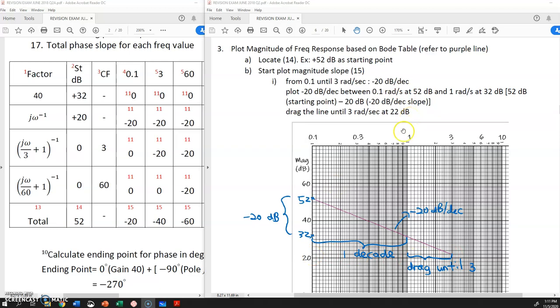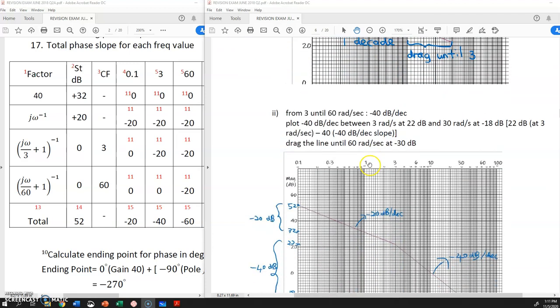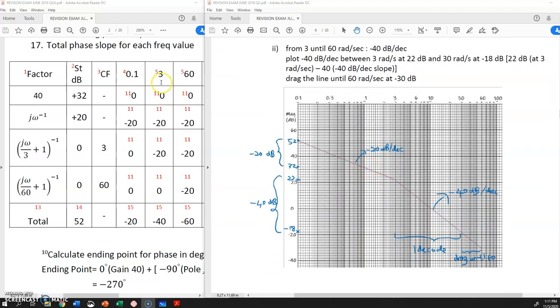Okay, so for the next one, from 3 until 60, you have negative 40 dB per decade. At 3, we stop at 22 dB. So you start drawing the negative 40 dB slope at 22 dB at 3 radian per second. You minus 22 minus 40 because we need this slope. So it should end at negative 18 dB at 30 radian per second.